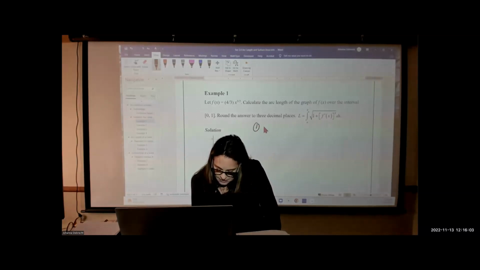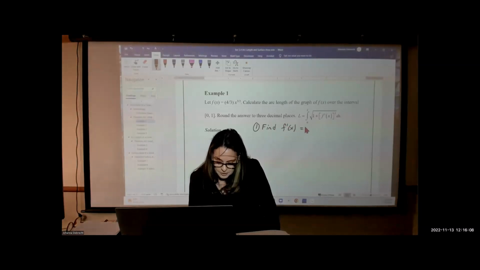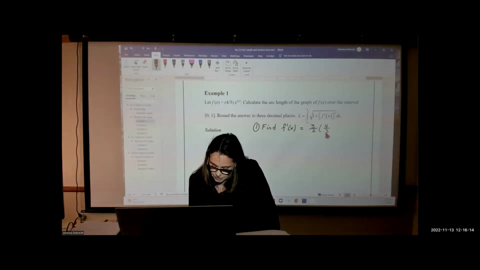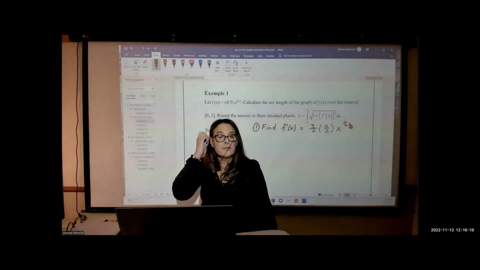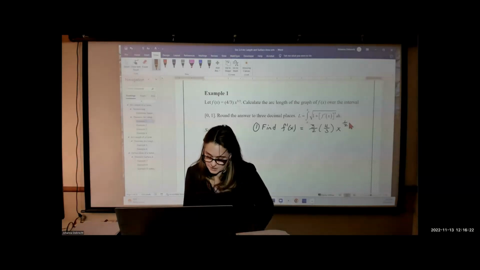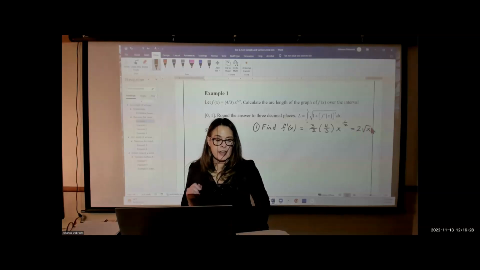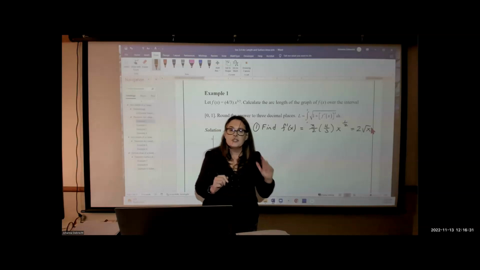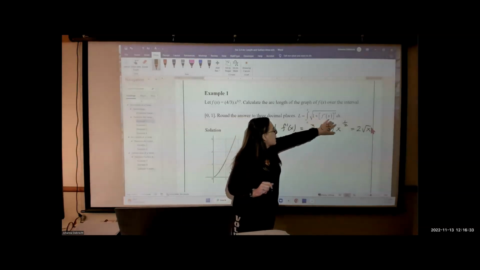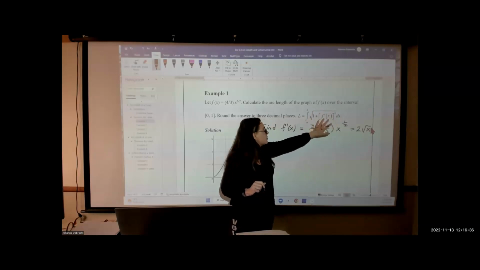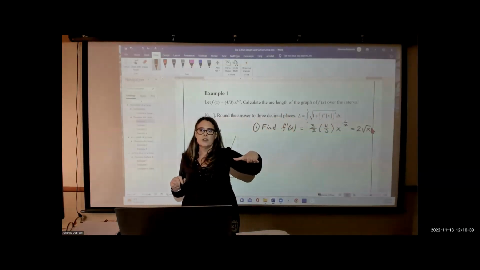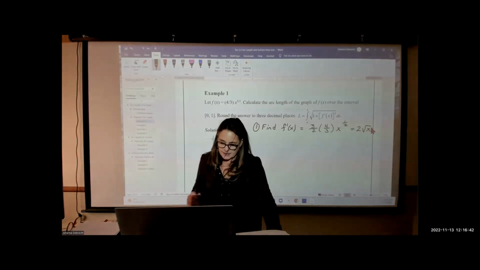So step 1, find f prime of x, which is going to be equal to, we'll bring the 3/2 to the front, multiplied by the 4/3 that was there, reduce the power from 3/2 to 1/2. Now the 4 divided by 2 is 2, the 3's cancel, and the 1/2 power is the square root. So I get 2 square root of x. That's step 1. It's usually easier to go ahead and figure out what the radicand is, what goes under the radical, before you write the integral. Otherwise, you're doing a lot of rewriting that's not necessary.